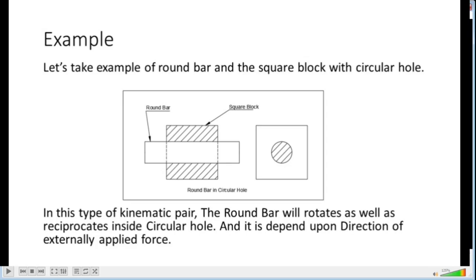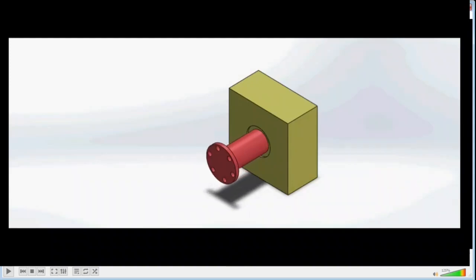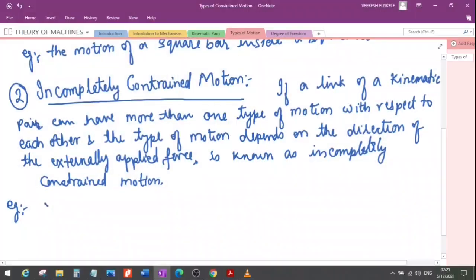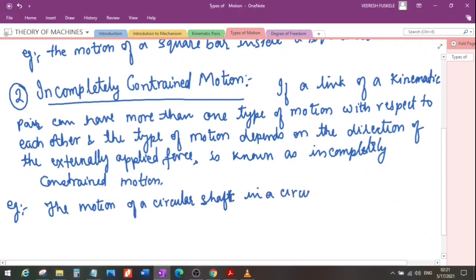So let us see this by an animation. You can see here this round bar can have reciprocating as well as rotary motion inside the circular hole of the square block, right? So this is an example of incompletely constrained motion: the motion of a circular shaft in a circular hole, right? So this is about the incompletely constrained motion.